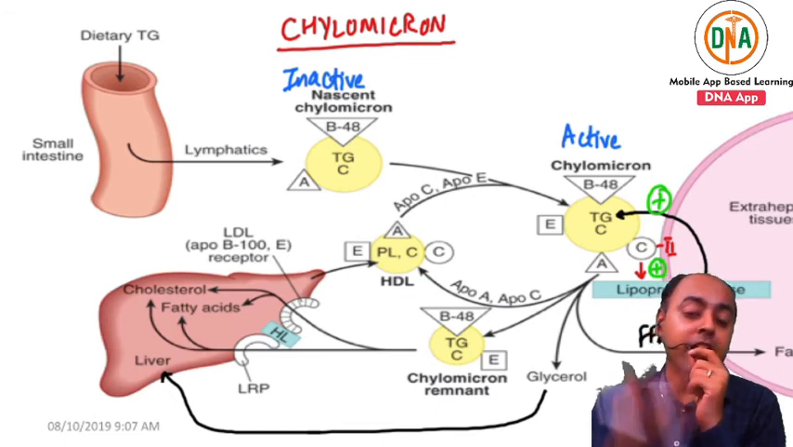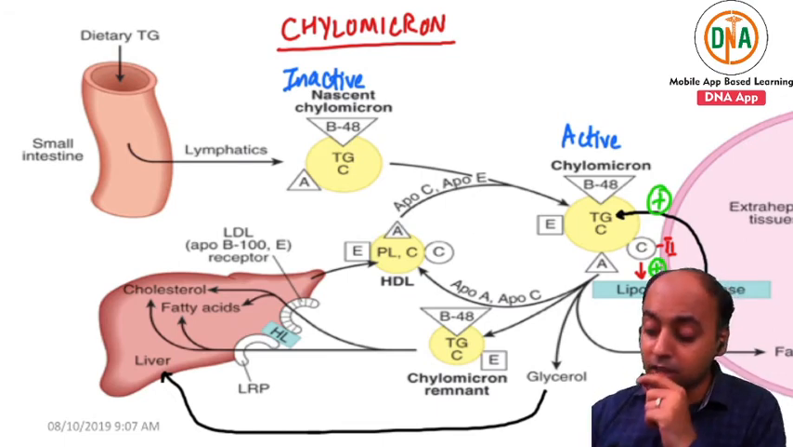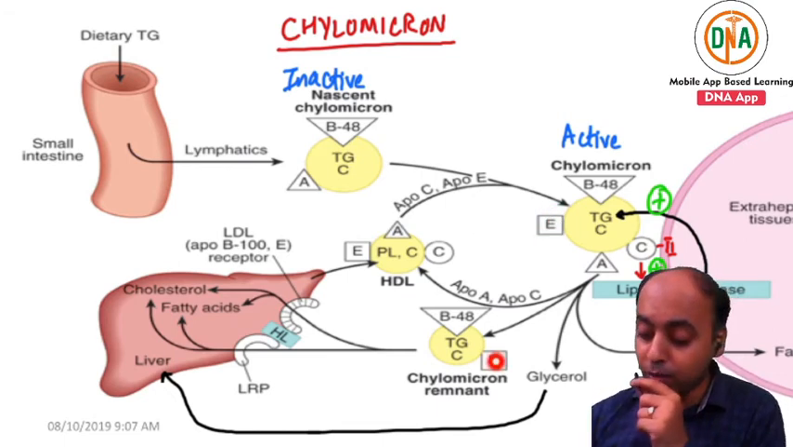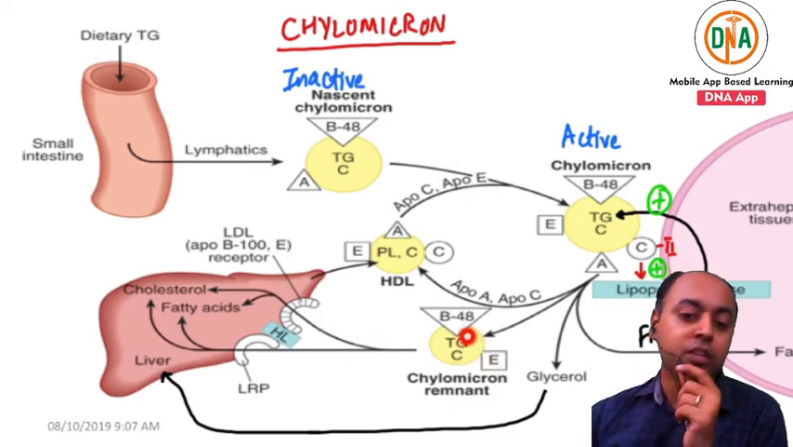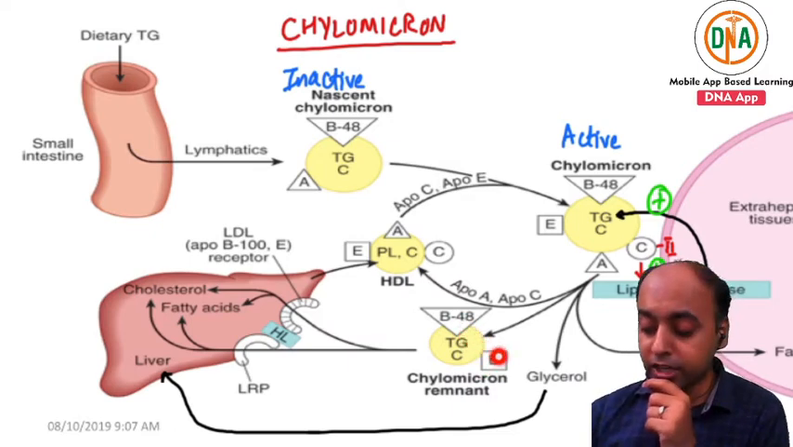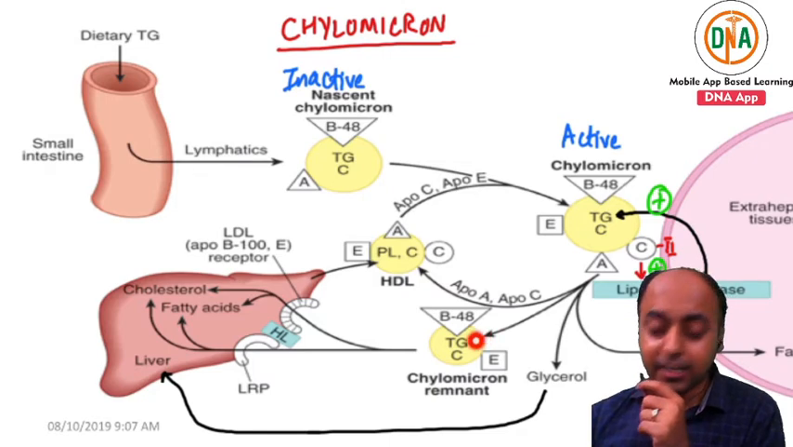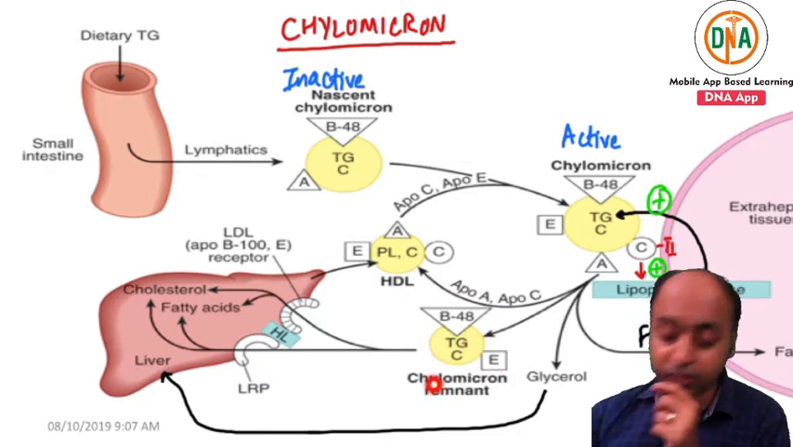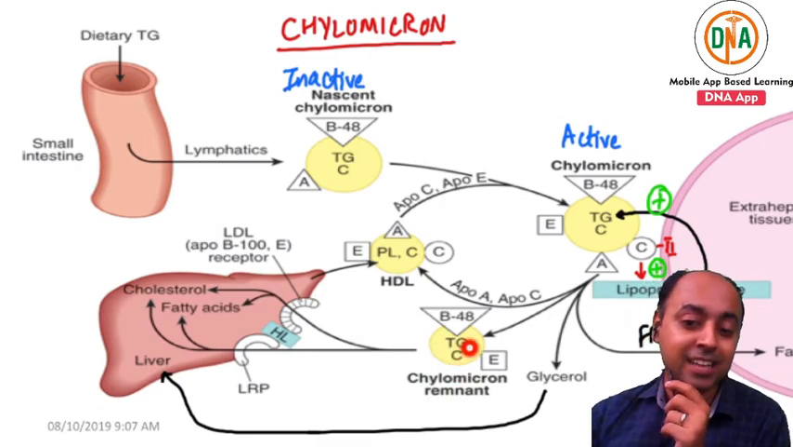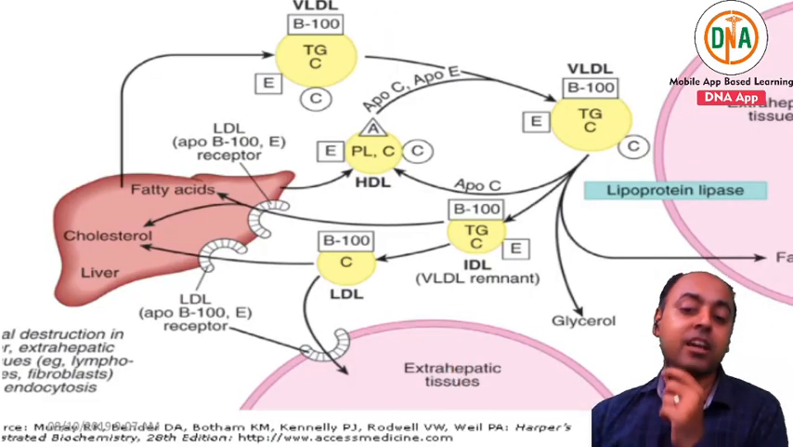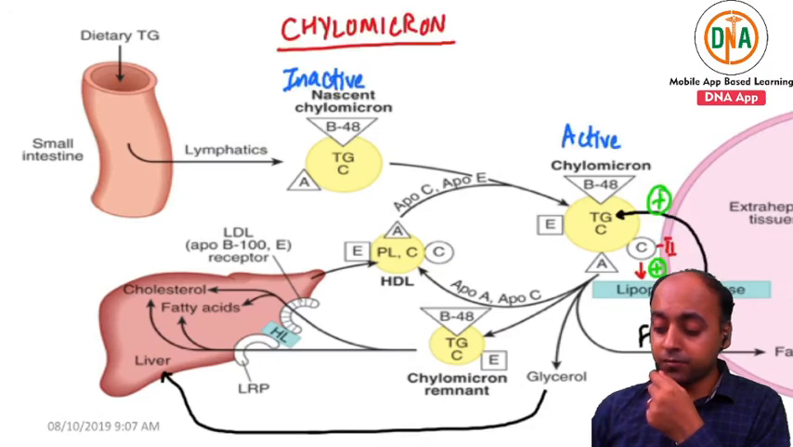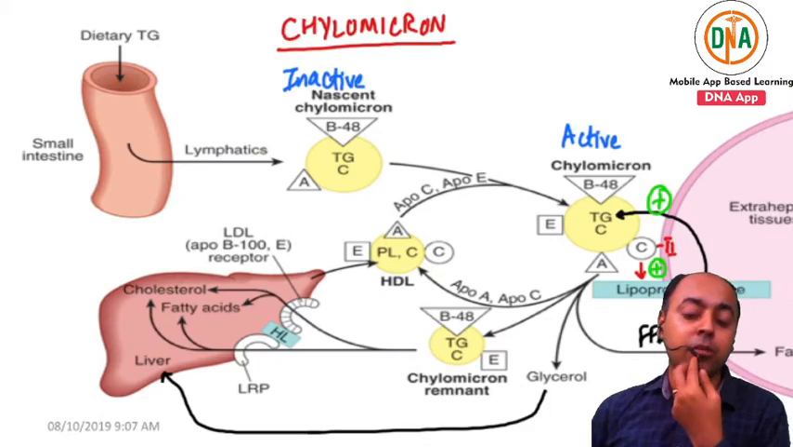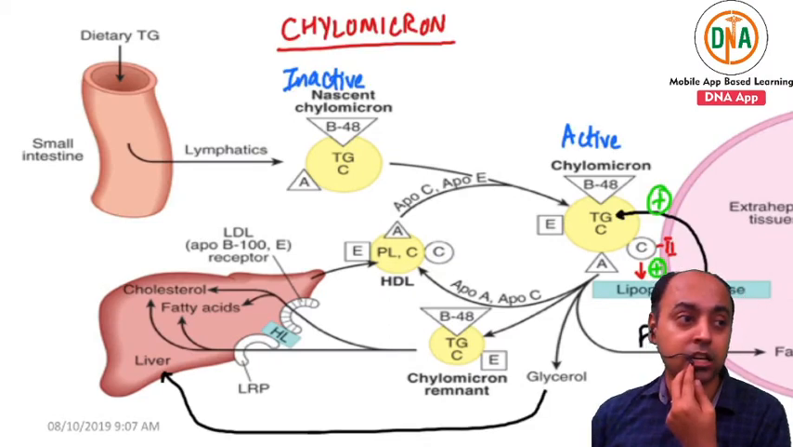So how will you uptake the chylomicron remnant? Via the ApoE. So ApoE is retained along with B48. B48 is integral. So B48 and ApoE are retained. At this point, we get the chylomicron remnant. Recall in the table we had said the chylomicron remnant has a comparable amount of triacylglycerol and cholesterol.